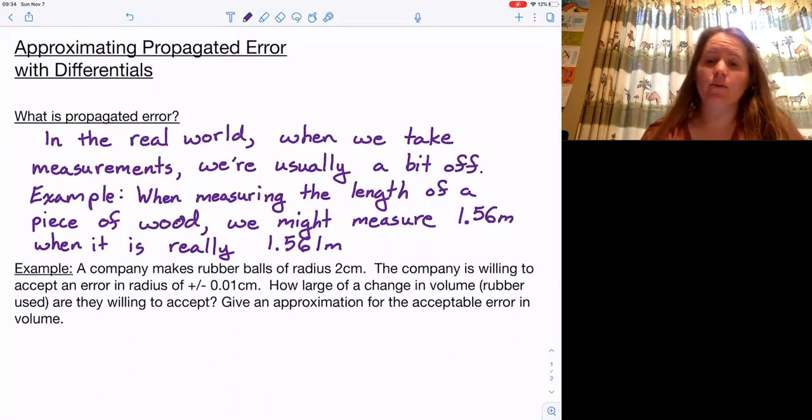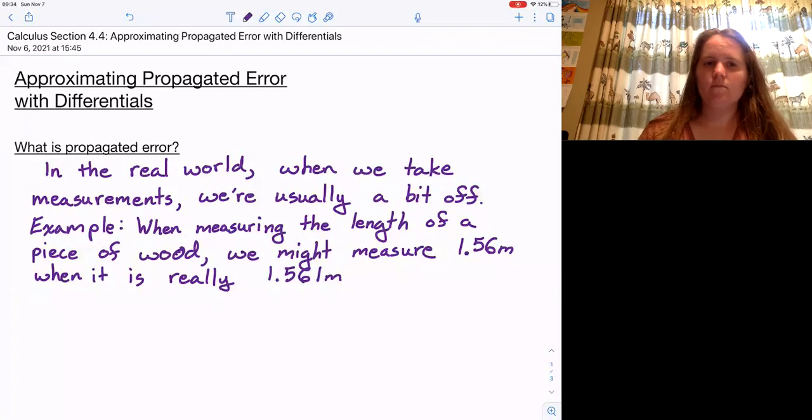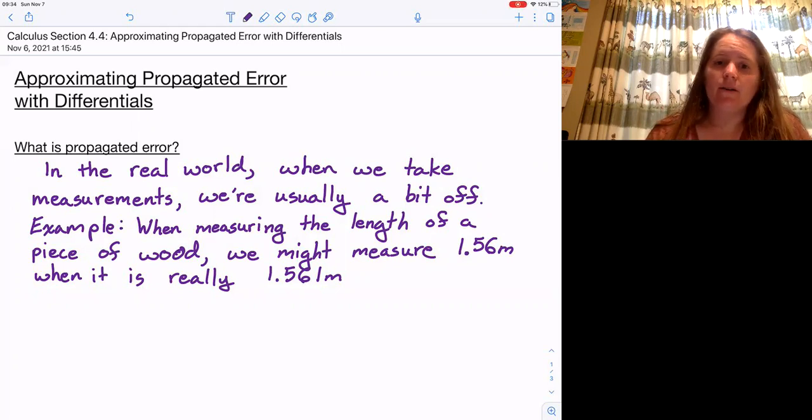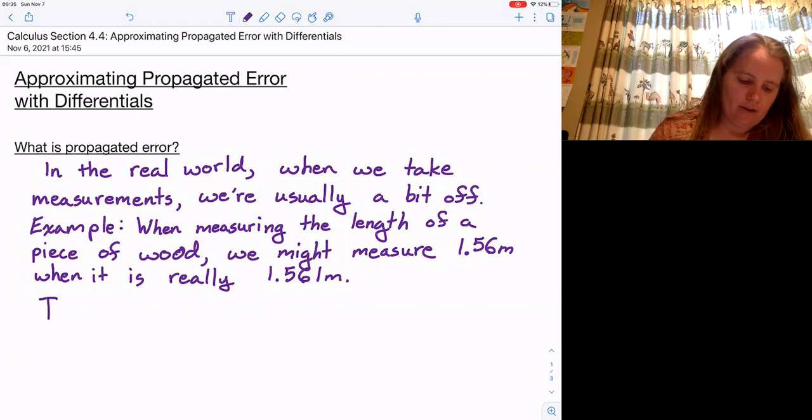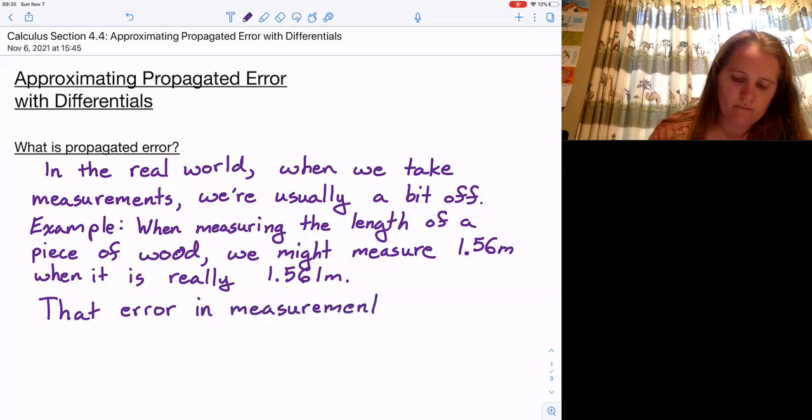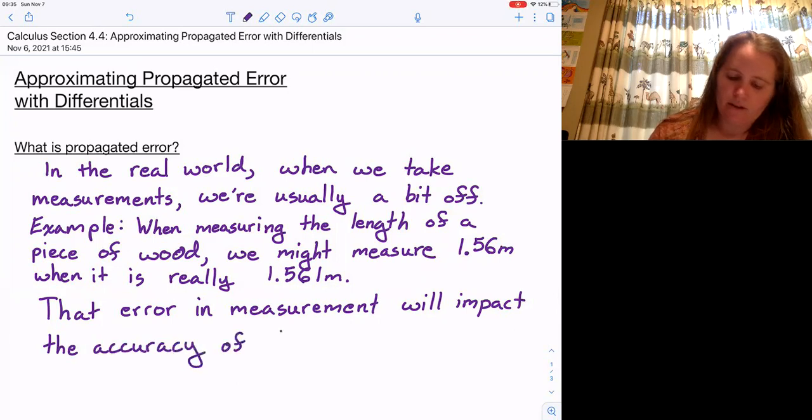Let me give myself a little more room. And then that error in measurement will impact our calculations, say, for the volume of the piece of wood or the surface area of the piece of wood, etc. So that error in measurement will impact the accuracy of further calculations.